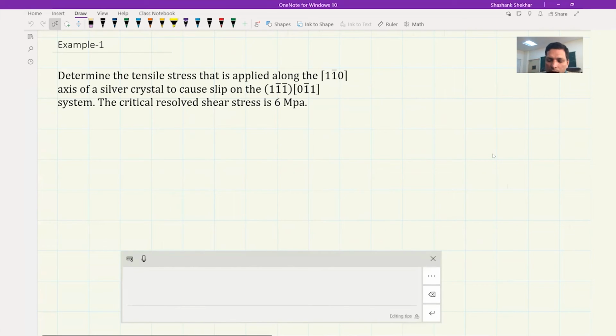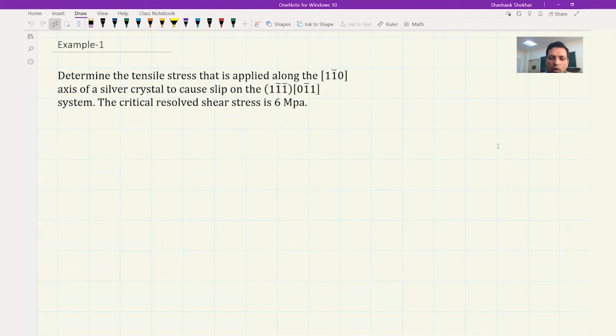So the question is, determine the tensile stress that is applied along the 1 bar 1 0 axis of a silver crystal to cause slip on the 1 bar 1 bar 1, 0 bar 1 1 system. So basically this is telling you the plane on which the dislocation is, and this is telling you the slip vector. It is not the Burgers vector, just the slip direction. So the Burgers vector would probably be a by 2 0 1 bar 1, and it is silver, so we already know it is the FCC system, and the stress is being applied along 1 bar 1 0.